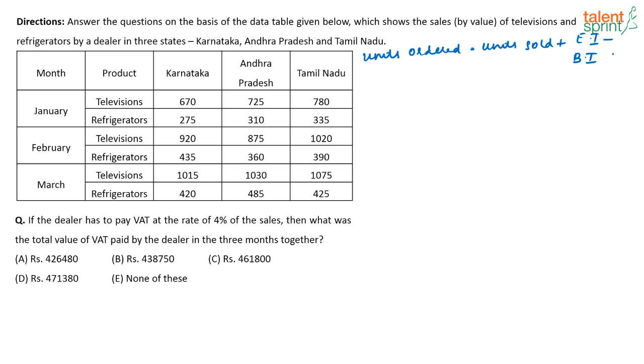You have to add all this, 670 plus 725 plus 780 plus 275 plus 310 plus 335, all these are sales values for each month of TV and refrigerator for all the 3 states. Add up all these together. The final answer that you get will be the total sales. Find 4% of that. So do it and tell me what the answer will be. First of all, tell me what will be the total sales value.